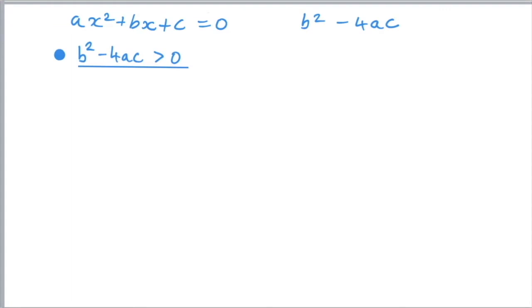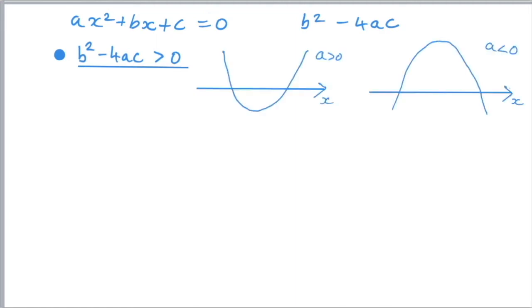We should recall that the number of roots of any given quadratic equation is determined by the value of its discriminant, which is the value of b squared minus 4ac. When b squared minus 4ac is greater than 0, there are two distinct roots. The sketches indicate the position of the graph relative to the x-axis for both positive and negative values of a. The highlights indicate the position of the two roots in each case.